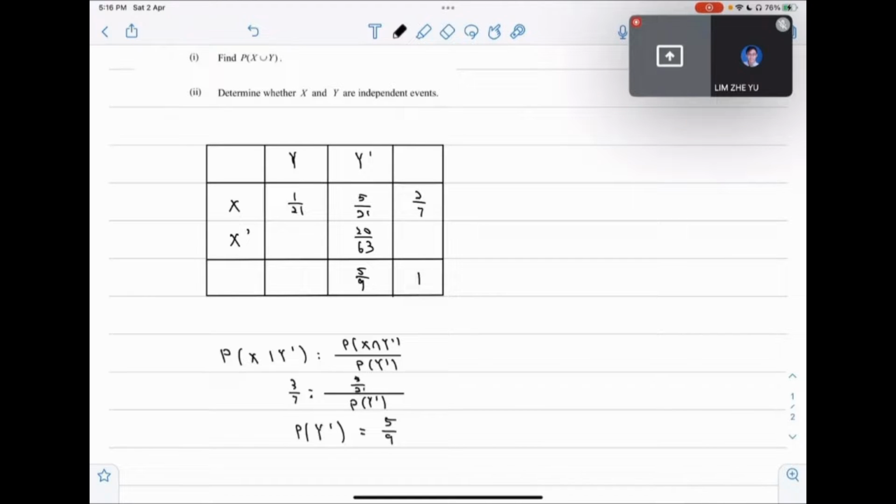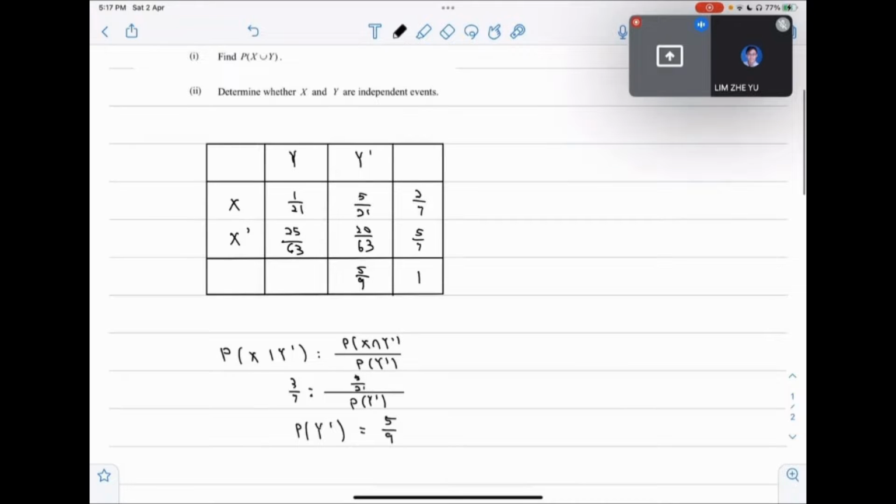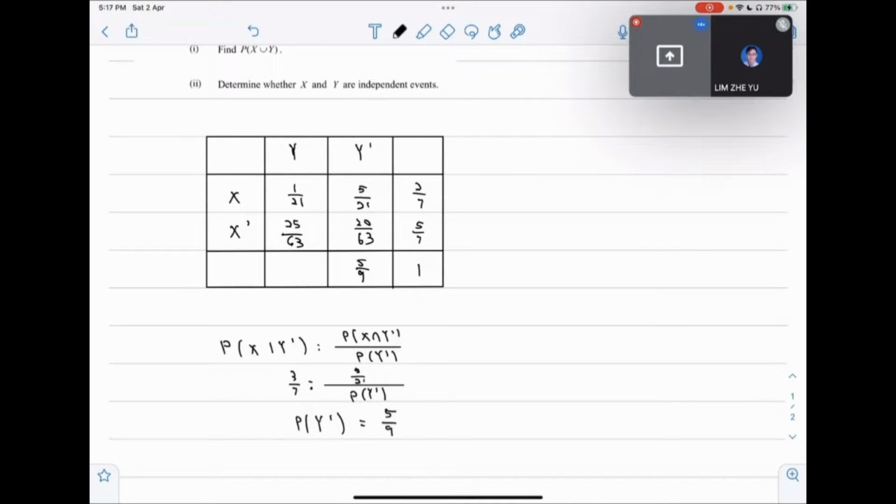And the probability of X prime we also can find. We just take 1 minus 2 over 7, and we will get the answer 5 over 7. And probability of X prime intersect Y, with the data, we also can find. We take 5 over 7 minus 20 over 63, we'll get 25 over 63. And probability of Y we also can find. We just take 1 over 21 plus 35 over 63, and we'll get the answer 4 over 9.